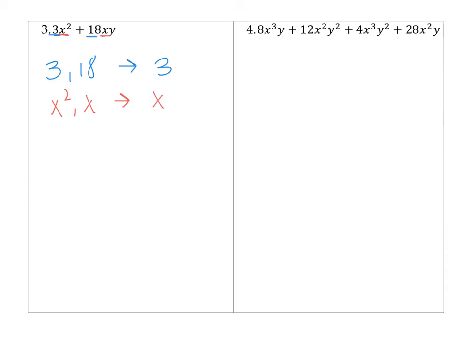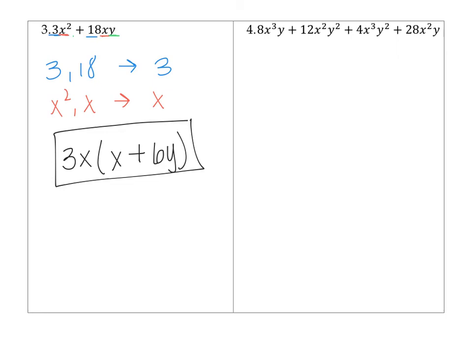And then we look at our y's. Here we have a y in our second term, but we don't in our first. So we're not going to be able to factor a y component out. So we can factor out our 3x. Open your parentheses, 3x squared divided by 3x. The only thing that's remaining there is an x. Plus 18xy divided by 3x. That's going to leave us with 6y. So this is our factored answer for number 3.